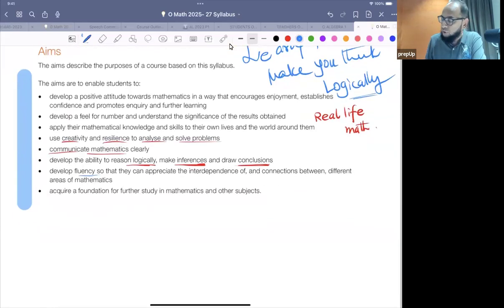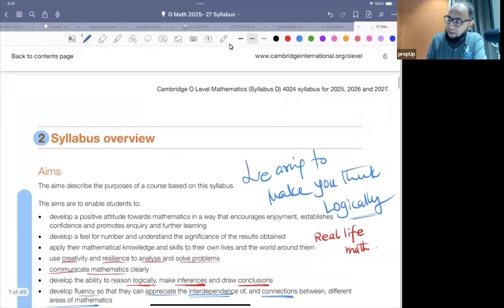Develop fluency so that they can appreciate the interdependence of and connection between different areas of maths. And what are the different areas of maths? It could be geometry, mensuration, it could be arithmetic, algebra, and so on. Acquire a foundation for further study in mathematics and other subjects. So these are the aims of this particular syllabus.